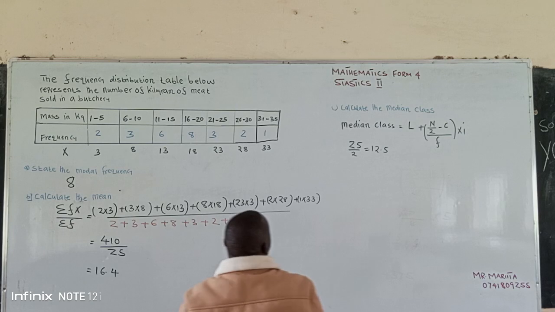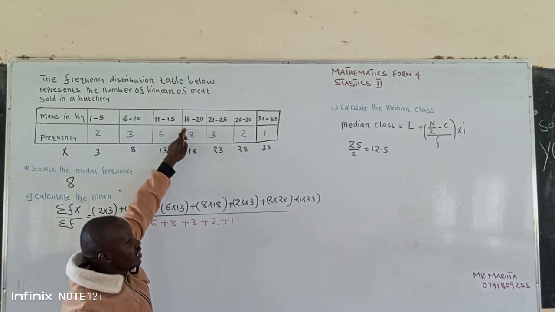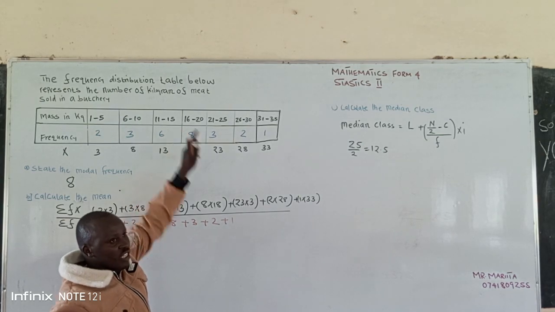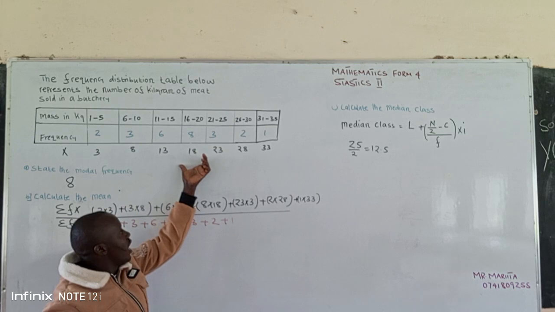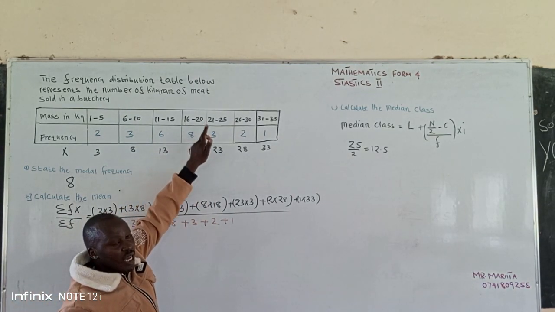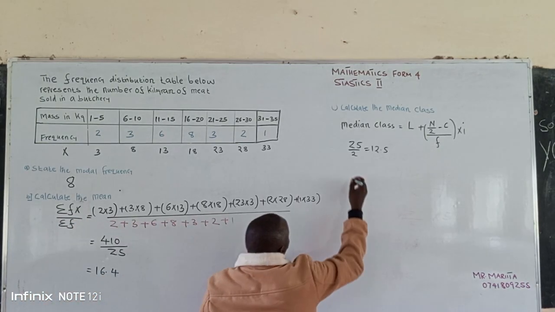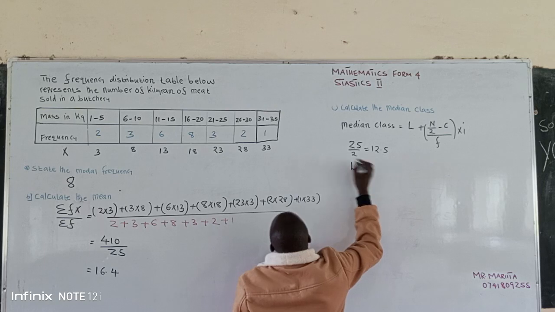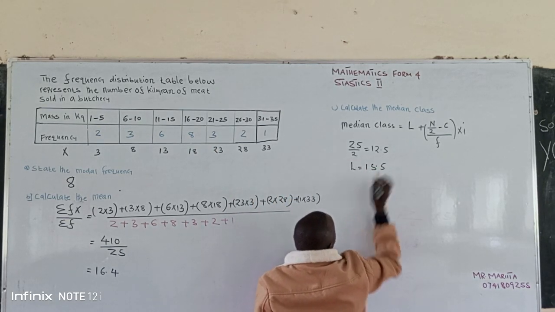So the lower class limit, this one is the range of 16 and 20. This is where we have our 12.5. So we pick 16 and 20. Our lower class limit now will be equivalent to L. The lower class limit is equal to 16, so we have this as 15.5.